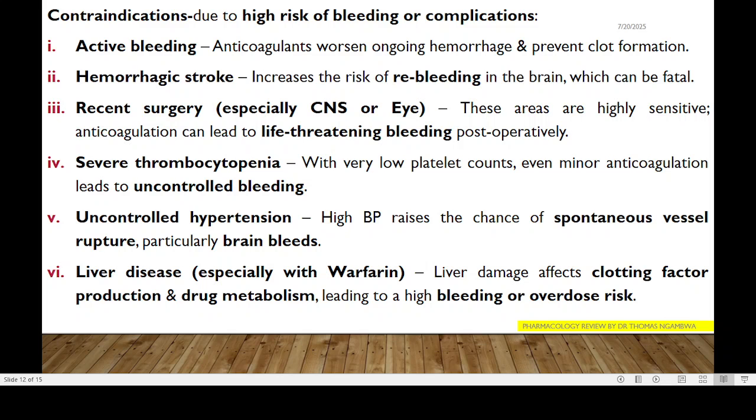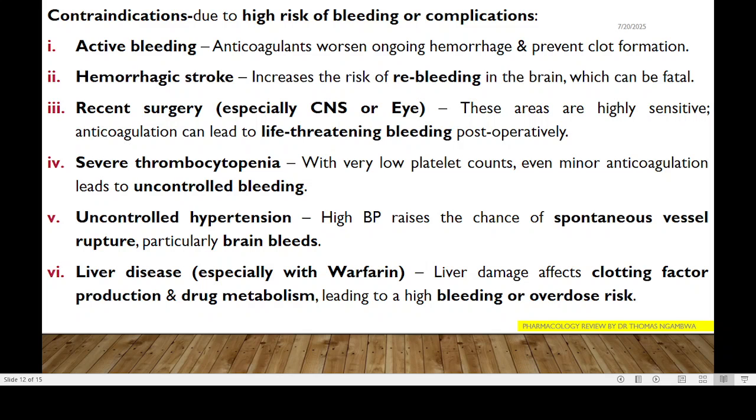In this case, you find that anticoagulants increase the risk of rebleeding in the brain, which can be fatal. The third one is recent surgery, especially the one affecting the CNS or the eye. You find that these areas are highly sensitive, and anticoagulation can lead to life-threatening bleeding post-operatively.